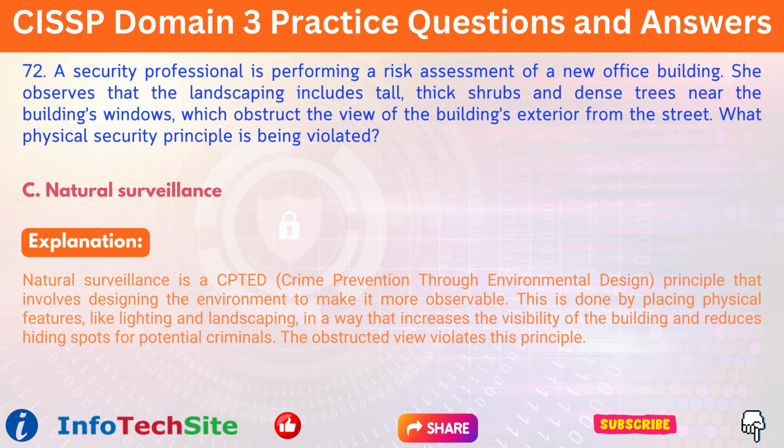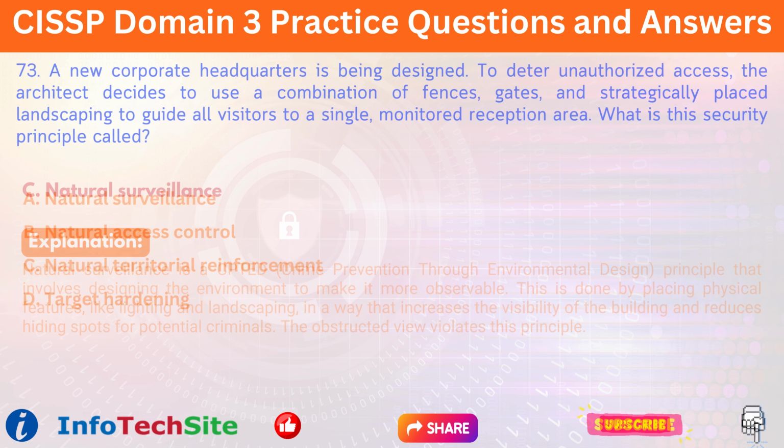Natural surveillance. Explanation. Natural surveillance is a CPTED, crime prevention through environmental design, principle that involves designing the environment to make it more observable. This is done by placing physical features, like lighting and landscaping, in a way that increases the visibility of the building and reduces hiding spots for potential criminals. The obstructed view violates this principle.